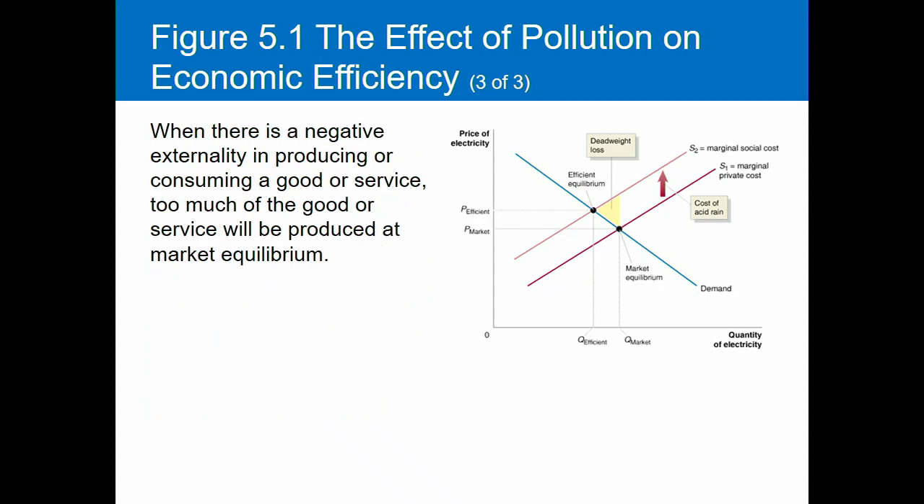So basically, when there's a negative externality, when there's a cost that firms are unable to take into account in producing or consuming a good or service, even if it's like the cigarette example where it's the consumption that causes the externality, when that externality is negative, too much of the good or service is going to be produced in market equilibrium. So the market equilibrium that I spent every class so far talking about how great it is, when there's externalities, it breaks down and it's not great.